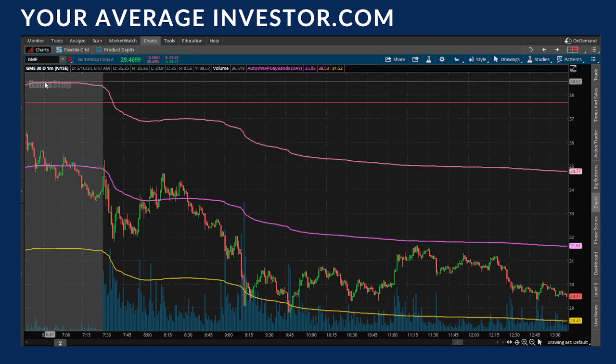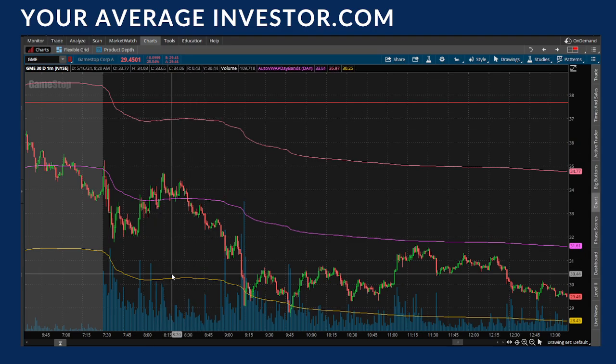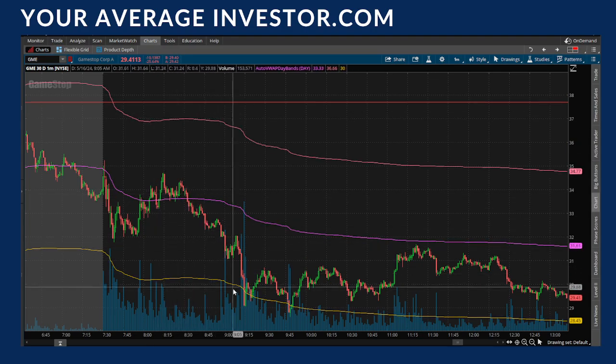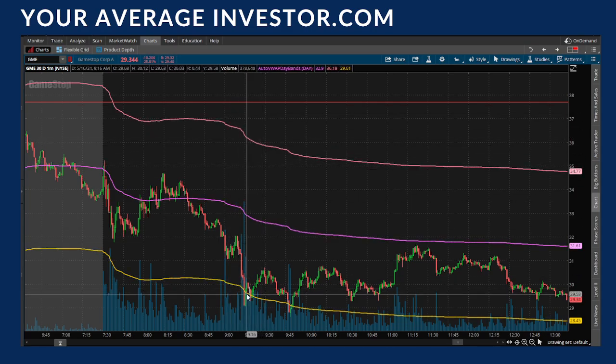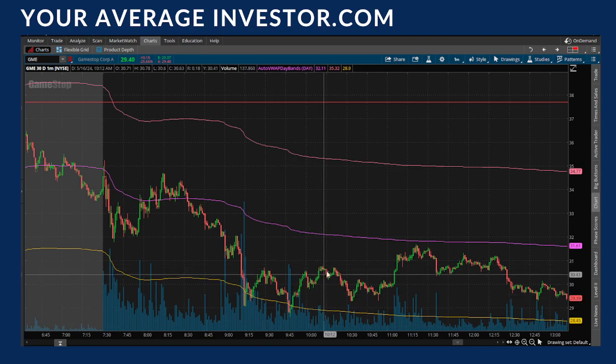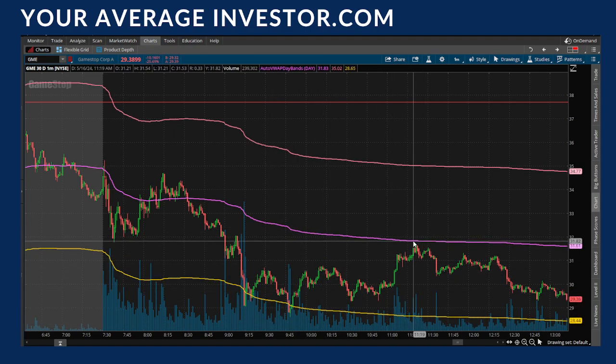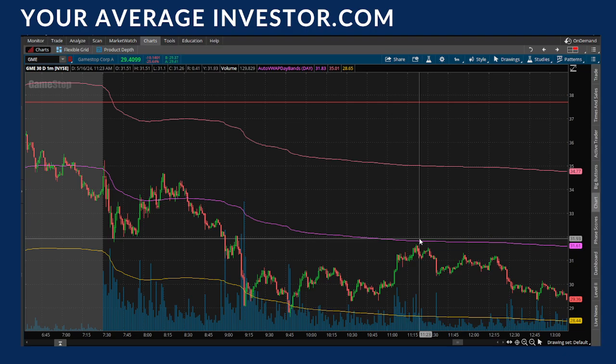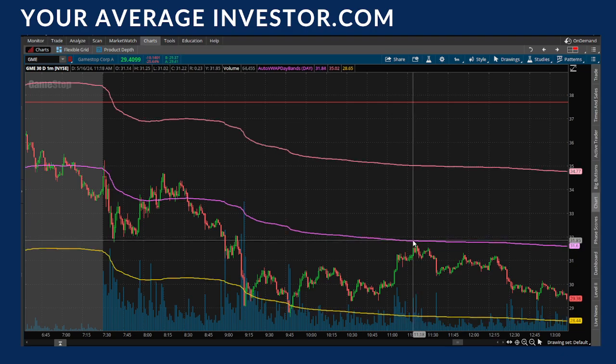In this case for GameStop, I've set it at 10% above, 10% below. So if the price goes 10% below the volume weighted average or 10% above, that's what those lines are. And you can see here it cuts 10% below and then bounces up, cuts 10% below, bounces up again. So it's a little bit of a reversion towards the mean, or reversion towards the volume weighted average. Not a perfect indicator, but it's interesting.